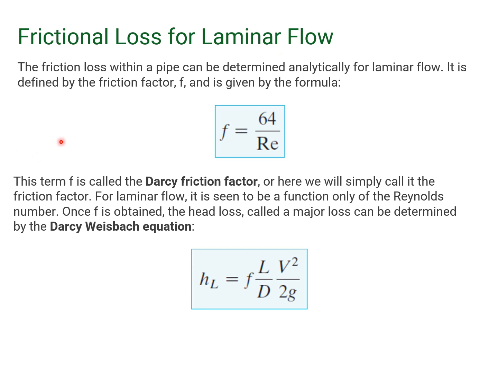Once the friction factor is determined, we can calculate what's known as the major head loss by using what's known as the Darcy-Weisbach equation, shown below. So f is the number here, based on the Reynolds number. L and D are the length and diameter of the pipe, V is the velocity, and g is the acceleration due to gravity.